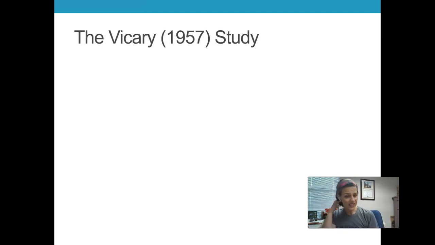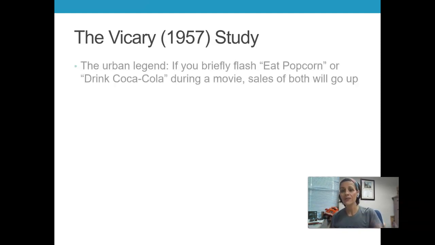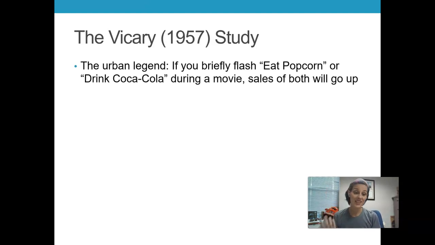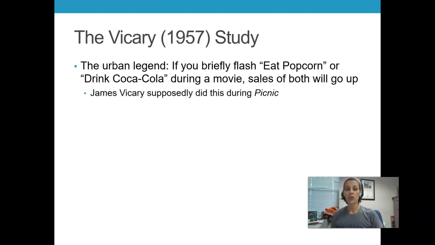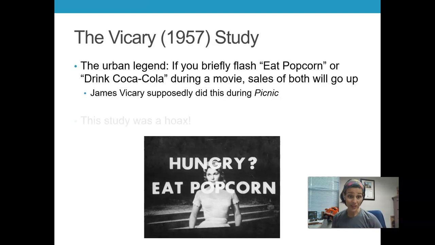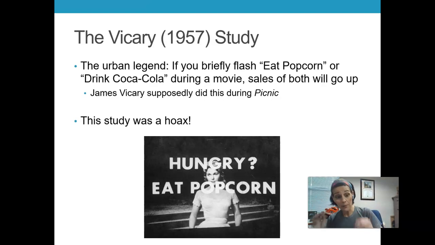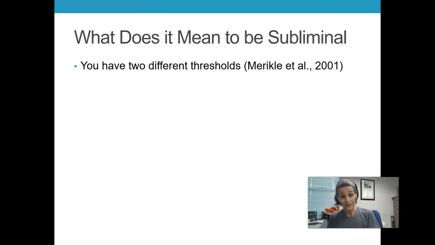But what a lot of different TV shows and media often forward is a very famous study by Vickery in 1957. The urban legend basically is that if you flash things like eat popcorn or drink Coca-Cola without people consciously seeing them, sales of both will go up. James Vickery supposedly did this at a theater in New Jersey during a showing of Picnic. Now, that's all well and good, but it turns out this entire study is a hoax. And despite all of this, you have probably heard this story somewhere on TV before. So what does it mean for perception to be truly subliminal?